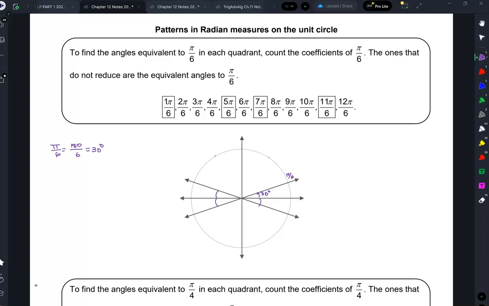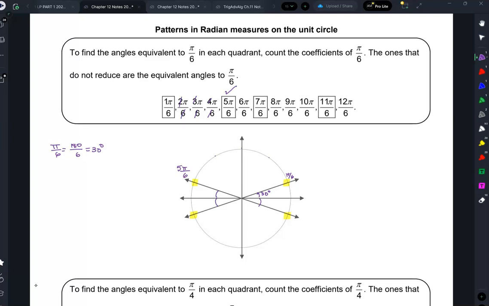We want to make sure that all of these angles end up as a ratio of some pi over 6. So I never want that denominator of 6 to go away. If I take 1 pi over 6 and increase the coefficient to 2 pi over 6, this reduces and the 6 as a denominator goes away. 3 pi over 6 also reduces. 4 pi over 6 also reduces. But the first one that doesn't reduce is 5 pi over 6. So that will be the next angle that corresponds to this.